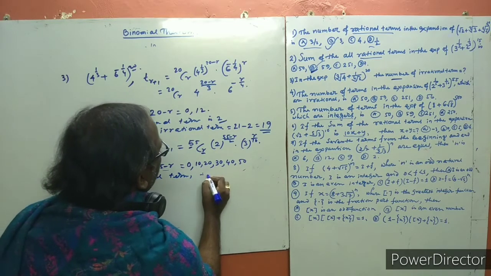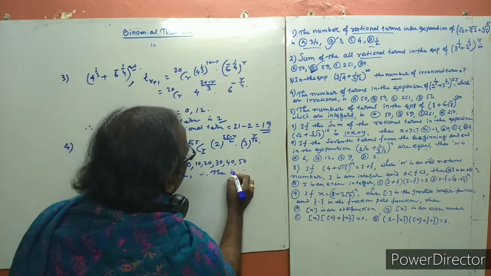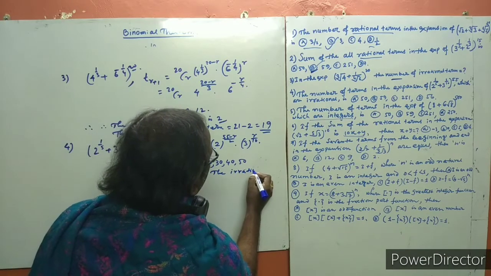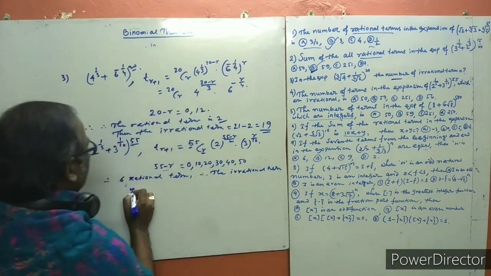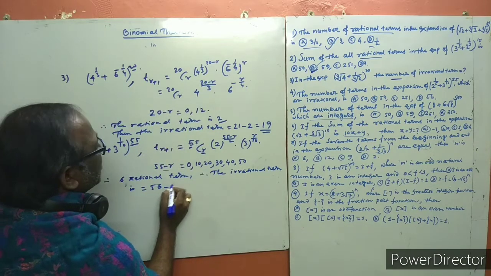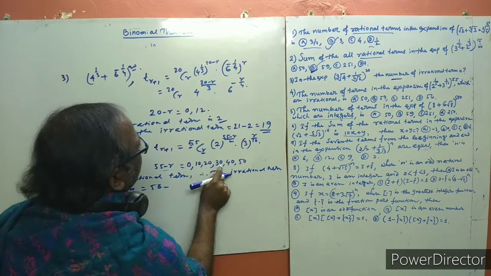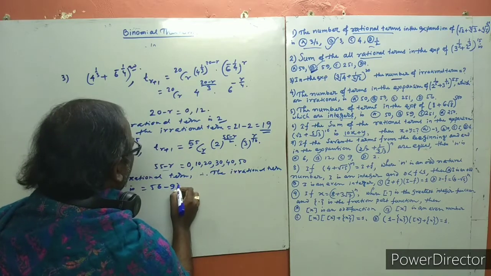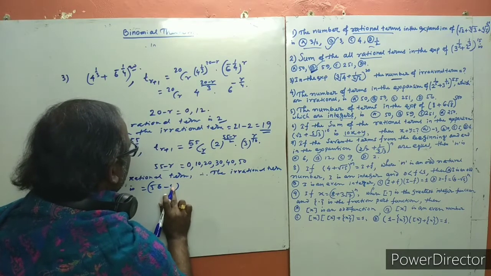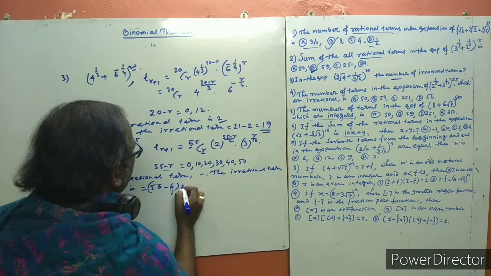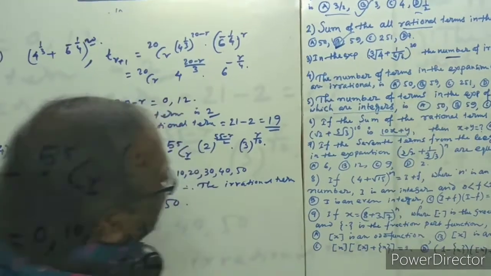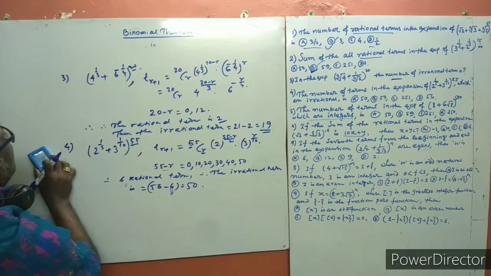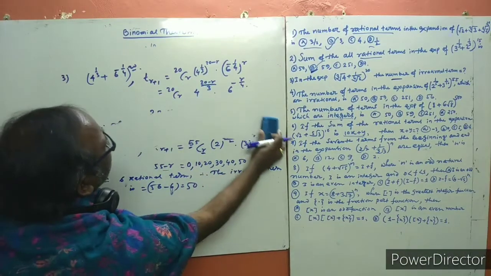Therefore the irrational terms are equal to 56 minus 6, so that is 50. That is 50 for question number 4.